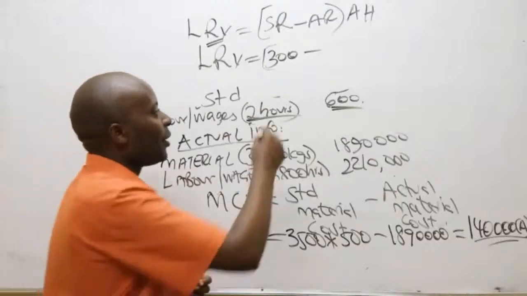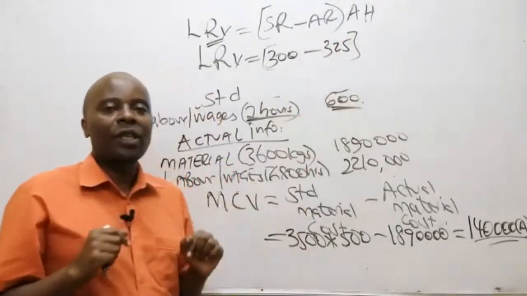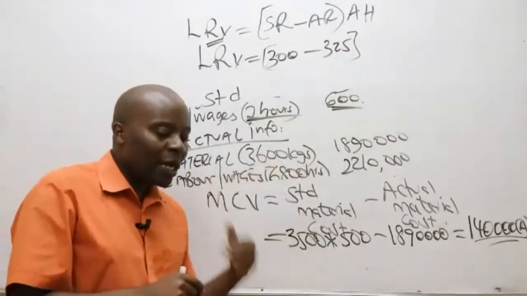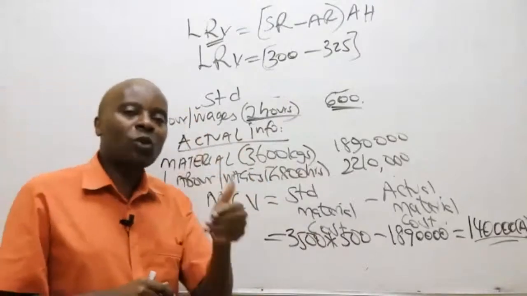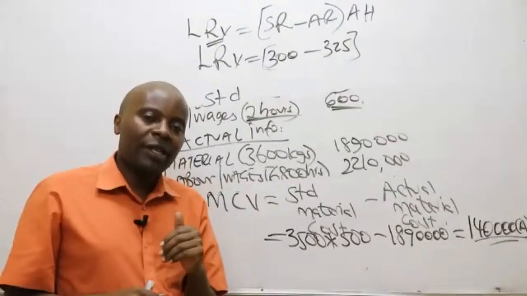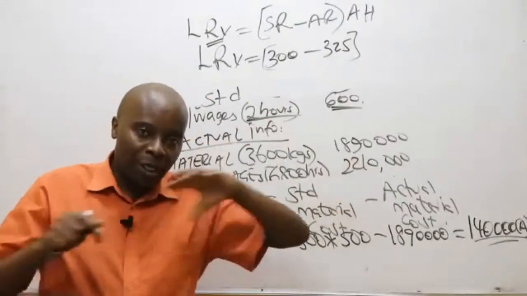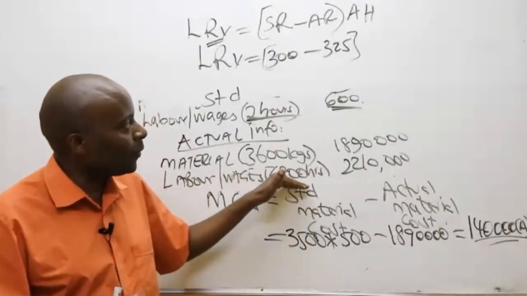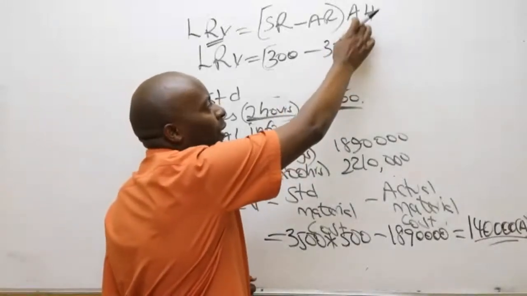Moses says 325 is the rate that we ended up paying our workers at. What have we done to get the actual rate? We appreciated the fact that our actual rate is rate per hour. We took the actual wages we paid, we spread them out into the hours, we divided it by 6,800. Now, coming outside here, I want you to give me the actual hours.